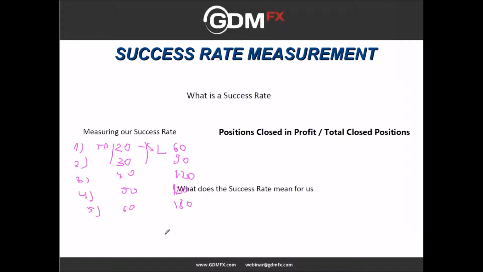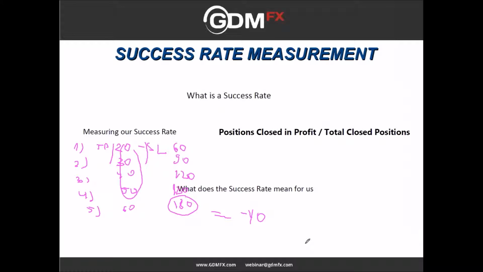Now finally, let's assume our first 4 positions have hit, for example, their take profit targets, while our last position hits our stop loss. So that would be 20, 30, 40 plus 50 minus 180. This would equal a total loss of $40.